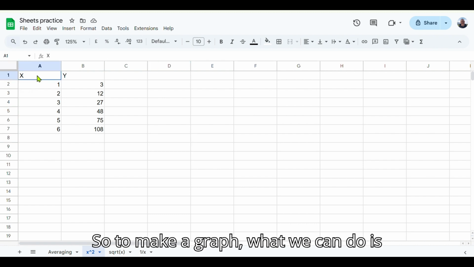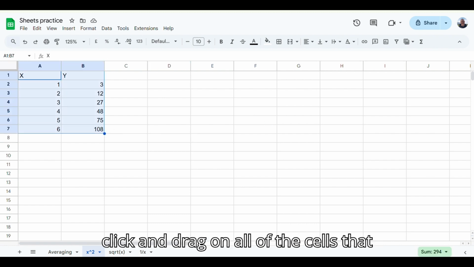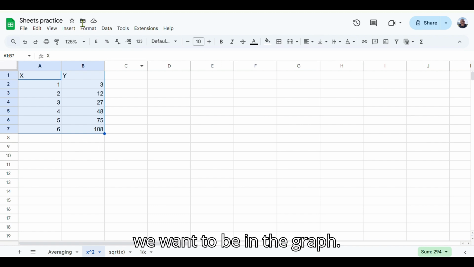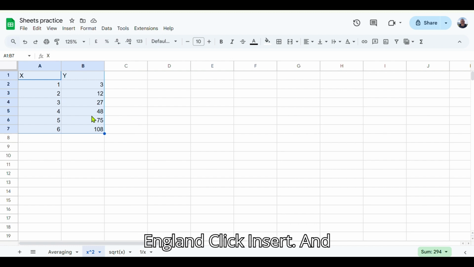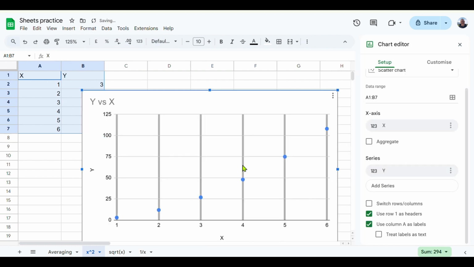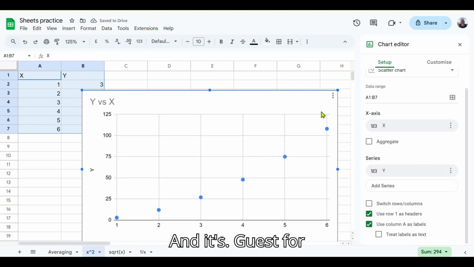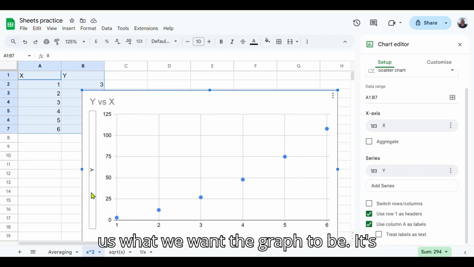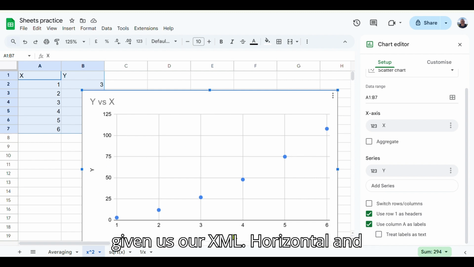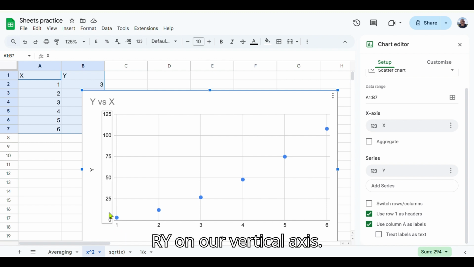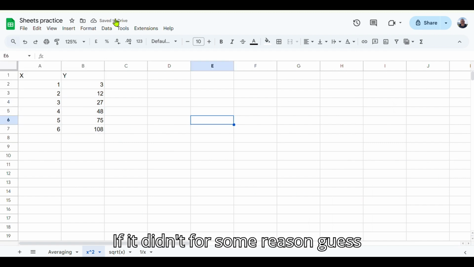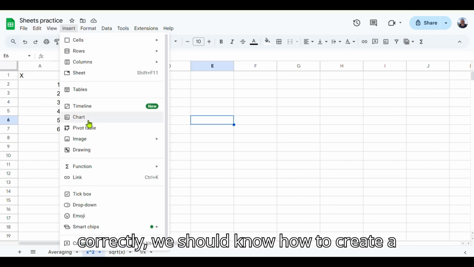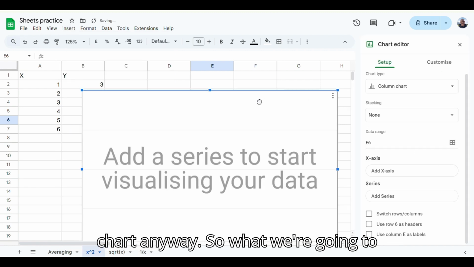So to make a graph, what we can do is click and drag on all of the cells that we want to be in the graph, and then click insert and chart, and it's guessed for us what we want the graph to be. It's given us our X on our horizontal and our Y on our vertical axis. But if it didn't for some reason guess correctly, we should know how to create a chart anyway.